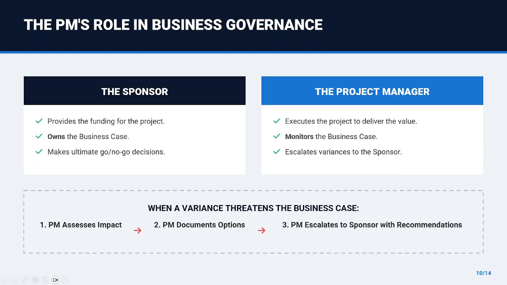Now about the role matrix. The project manager is not the sponsor. The sponsor provides the funding and owns the business case. However, the PM is responsible for monitoring the business case. If you notice a variance that threatens the business case, you do not cancel the project yourself. You assess the impact, document it, and escalate it to the sponsor with recommendations.